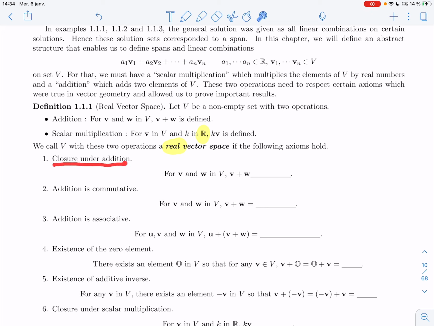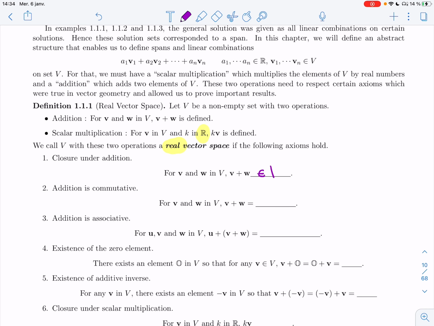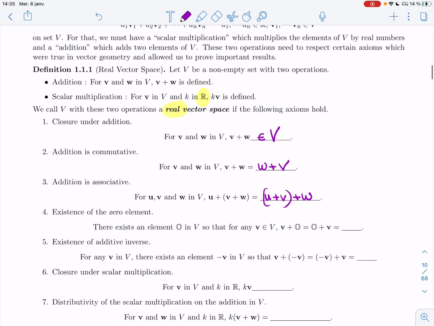First, we need V to be closed under addition. That means for any two elements of V, their sum must also be an element of V. I want the addition to be commutative. That means V plus W should give us the same thing as W plus V. We need the addition to be associative. That means for any three elements, whether I add V plus W first, then add U, we get the same thing as if I add W and U first, then add V. All right, so these two are elements of V and they should be the same one.